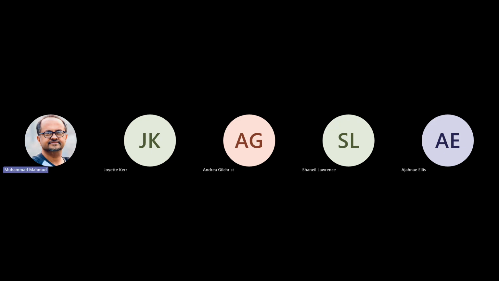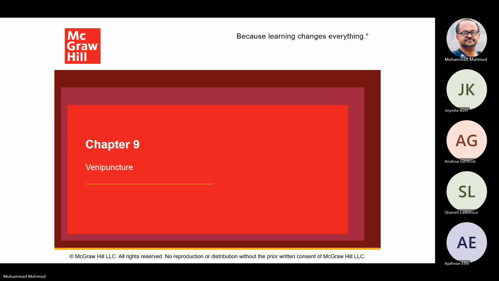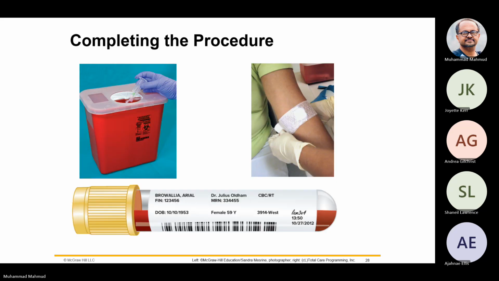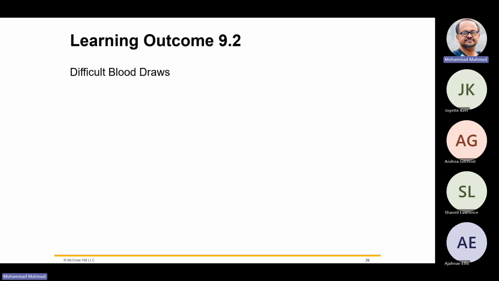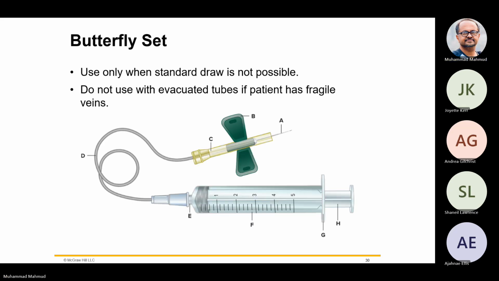Let's continue with the lecture, which is chapter 9. Now, the difficult blood draw. We use a butterfly set when standard draw is not possible. Standard one is the multi-sample needle. This is the butterfly set. Do not use with evacuated tube if the patient has fragile veins.